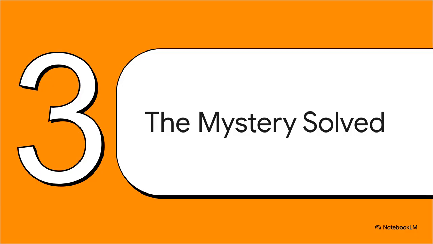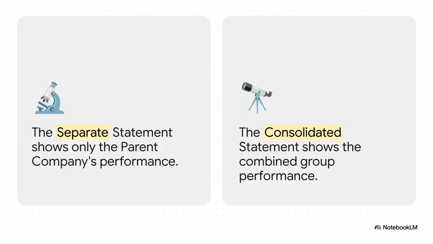Okay, now that we've got this whole family of parent, subsidiaries, and associates set up, we can finally solve our original mystery. Why in the world are there two profit statements? This slide is the key to everything. Just think of it like this. The separate statement is like looking through a microscope. It only shows you the performance of the parent company. So in our story, just Company A's textile business.